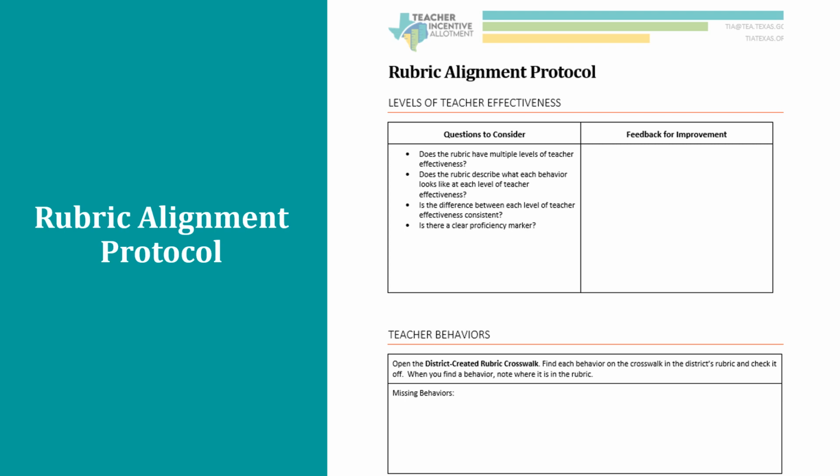Now that we've reviewed a few examples for this first key criteria, we're going to pause here and take some time for you to begin to self-assess your district-created rubric. We have developed the rubric alignment protocol to help guide you through this self-assessment. This tool lists all the key criteria discussed in this session, includes the questions to consider, and provides space for you to note your next steps.